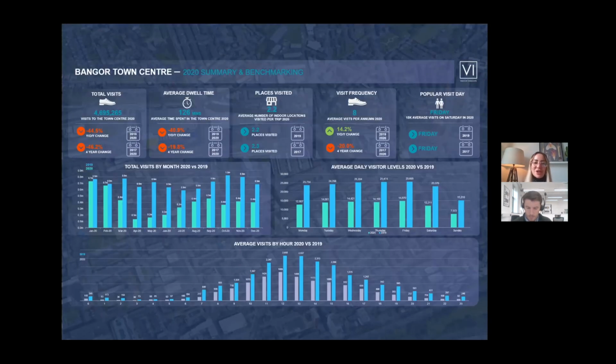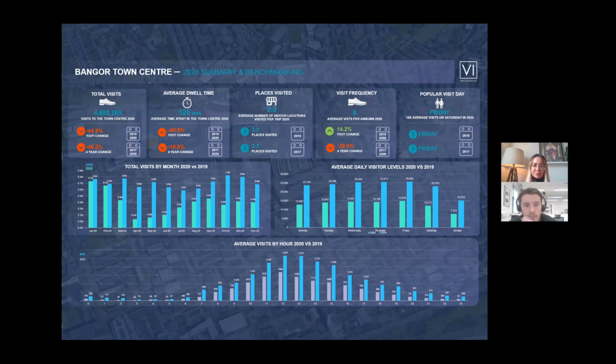So I did warn you, lots of data, so I don't propose to go through all of this data with you. And as I said, I will share it after, so you can have a bit more of an in-depth look at the information yourselves. But by and large, this is the overview, the summary of some of the data we pulled together for Bangor.